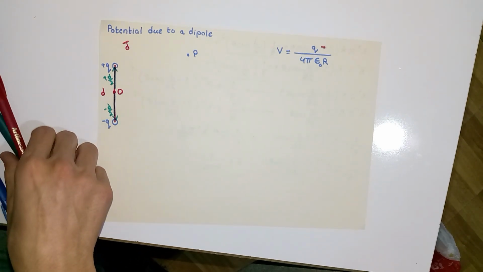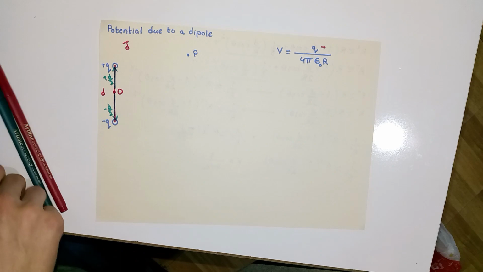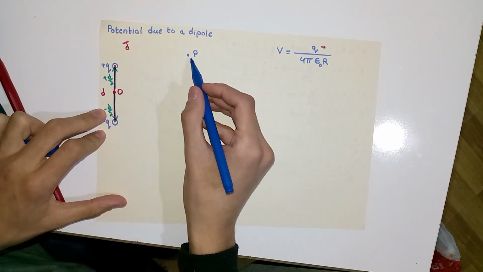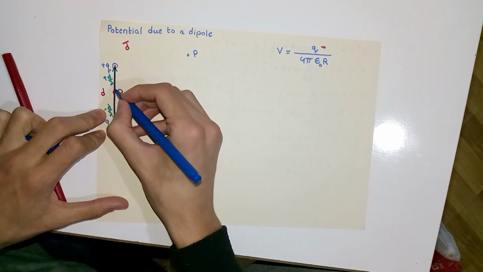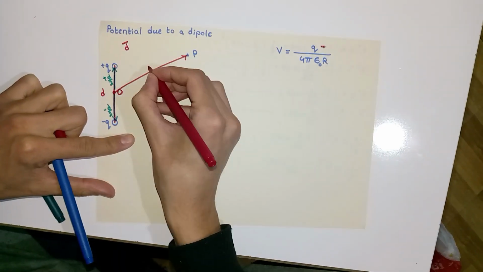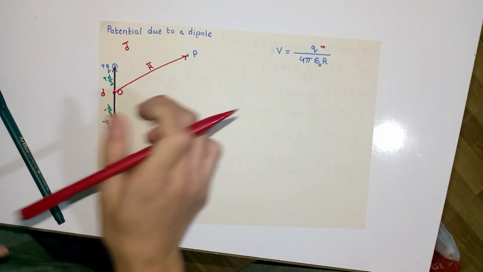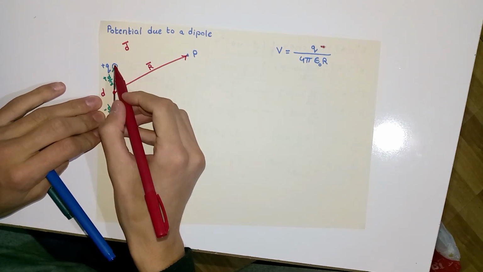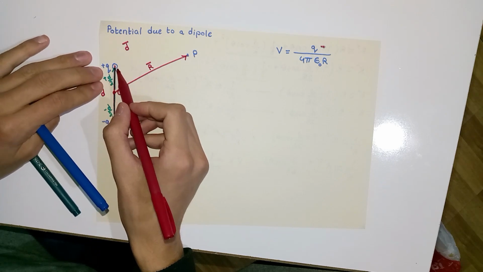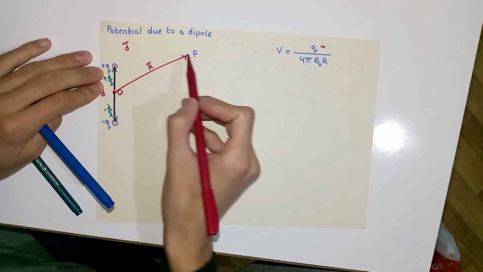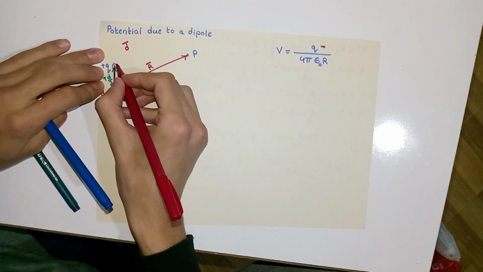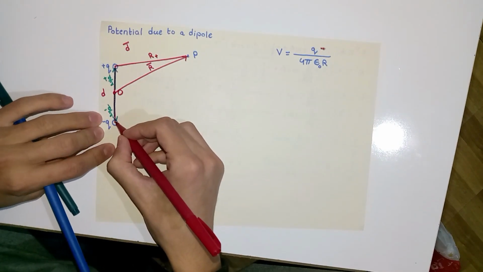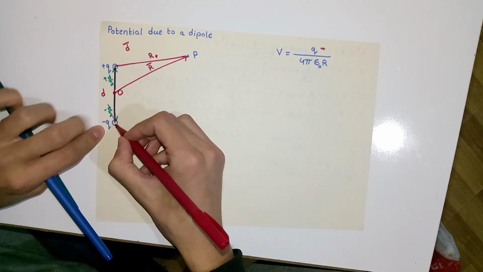Now, let's set further parameters on this figure. We have the r vector, which represents the location of P with respect to the origin. And we have r plus, which has the modulus representing the displacement between plus Q and P. And we have r minus, which represents the distance between minus Q and P.